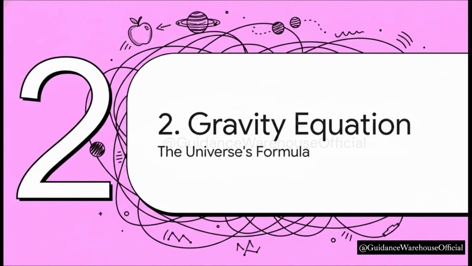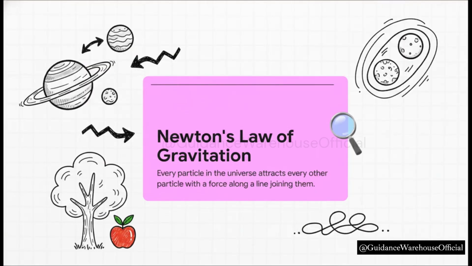So how do you actually describe this incredible idea? Well, you use math. Let's take a look at one of the most famous equations in all of physics. This is basically the secret formula for how everything in the universe is connected. The law itself is so elegant. It just says that every single particle in the universe pulls on every other particle. That's it. No exceptions.